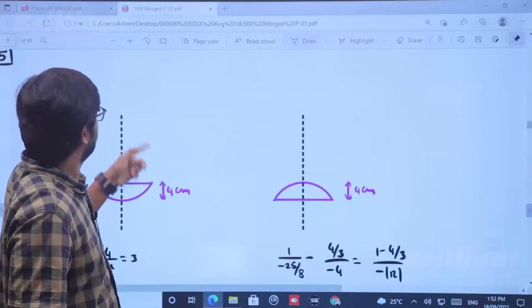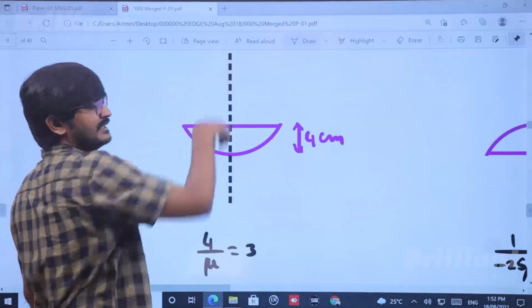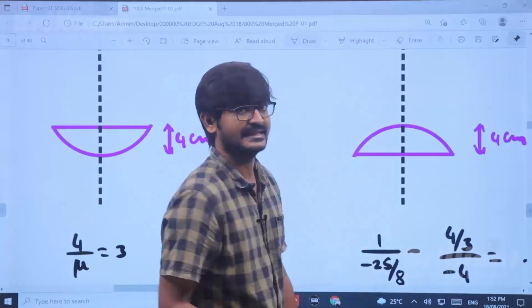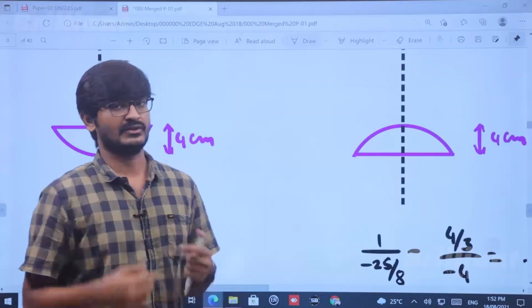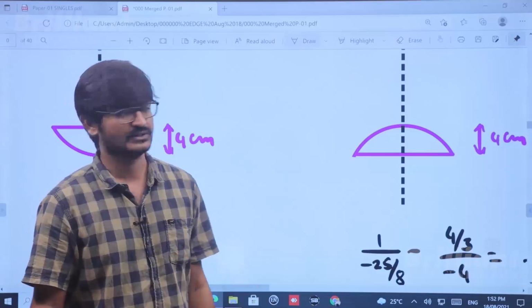You can try out taking this lens and sending the parallel rays and see where the image is getting formed. Similarly, send the parallel rays from the other side and see where the image is getting formed, and check whether in both the cases the focal length is the same or not. Most probably you won't be getting the same. I think that's the reason they made the question.